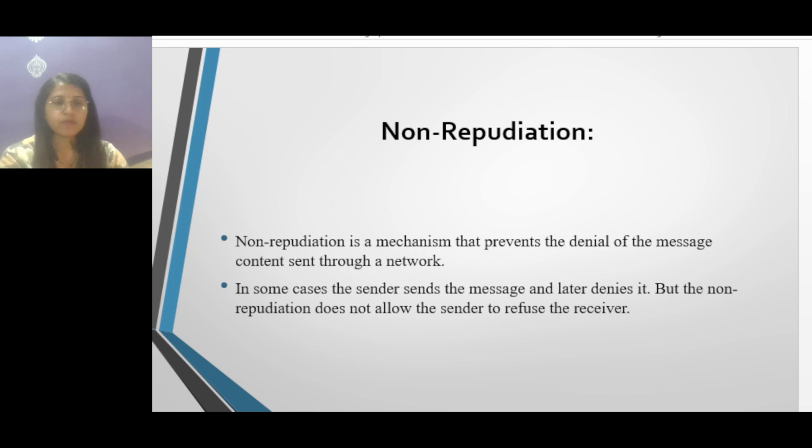Next is the non-repudiation. Non-repudiation means it prevents the denial of message content sent through a network. If the sender is sending some kind of message and later denies that I have not sent it, it is not possible. It cannot deny. So non-repudiation does not allow the sender to deny that they have not sent the message. That is the main thing about non-repudiation. It prevents the denial of message content through the network.